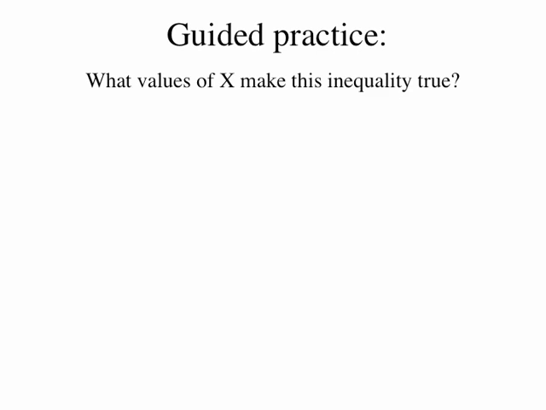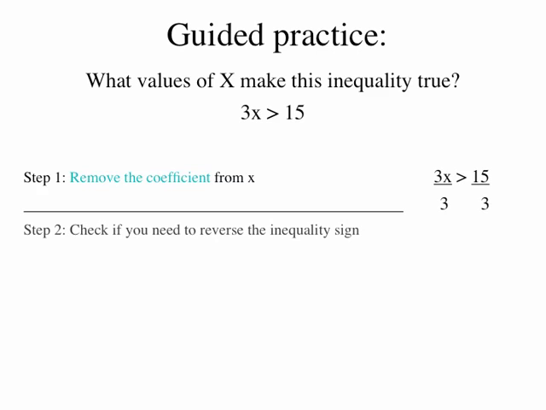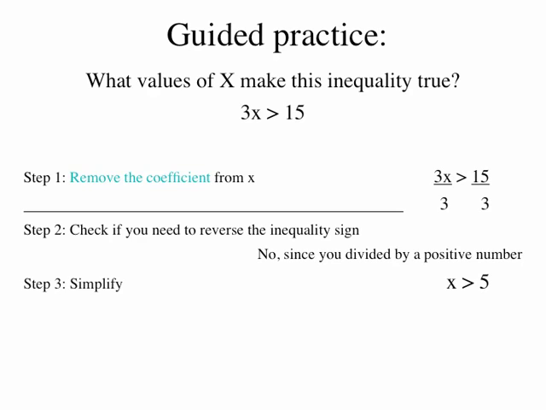I want to figure out what values of x would make this inequality true. 3x is greater than 15. I can use the same steps that we've used in the past to get x all by itself. If I divide both sides by 3, in this example to remove the coefficient from the x, what I get is x is greater than 5. And I didn't multiply or divide by a negative number, so I don't need to switch the inequality sign around. So if I plug in any number for x that's greater than 5 into the original inequality above, I'll get a true statement.